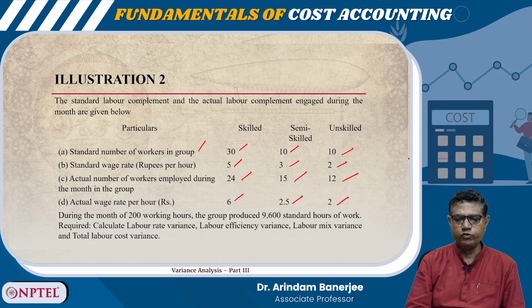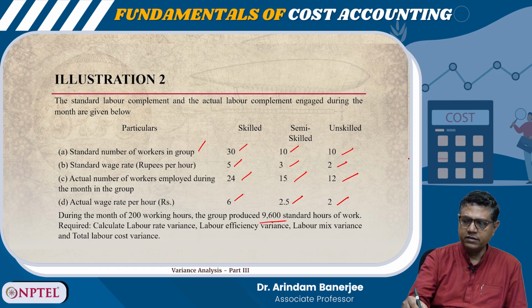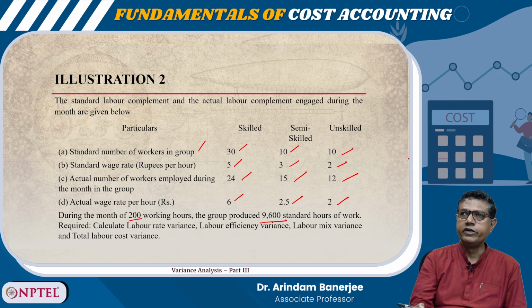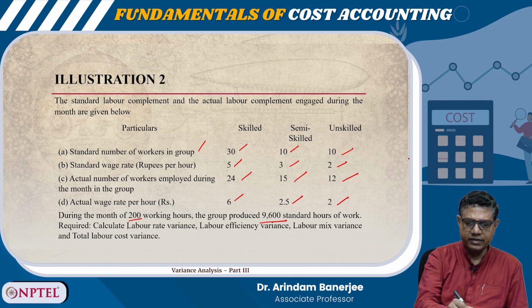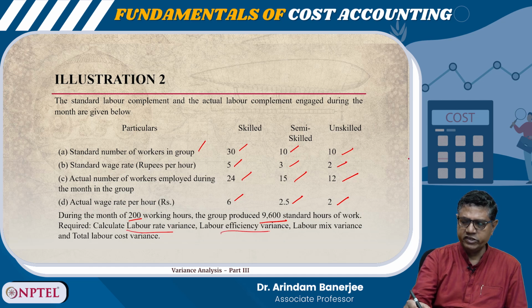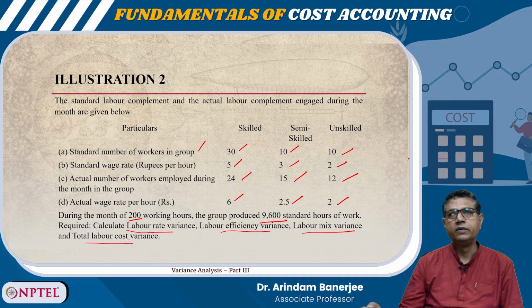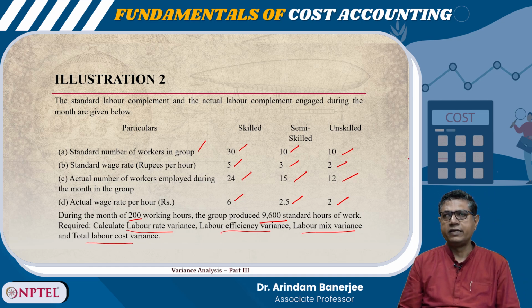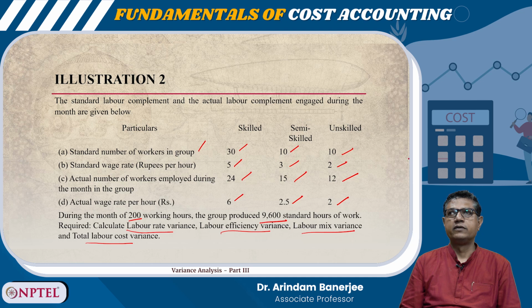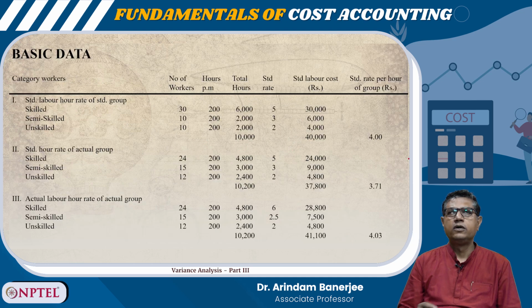During the month of 200 working hours, the group produced 9,600 standard hours of work. So what we need to do? We need to calculate the labor rate variance, labor efficiency variance, labor mix variance, and then total labor cost variance. So these variances we need to calculate.